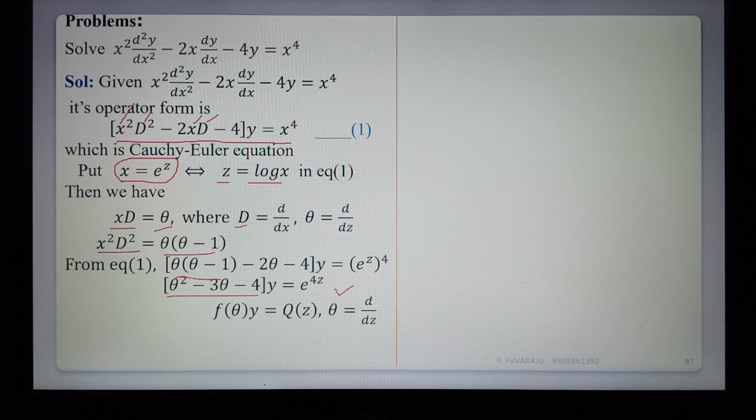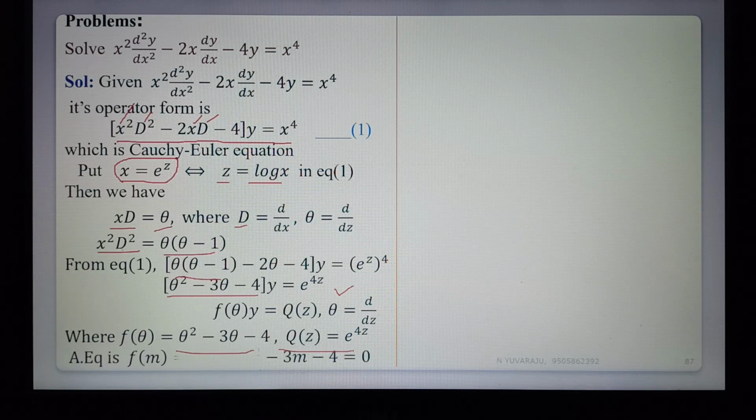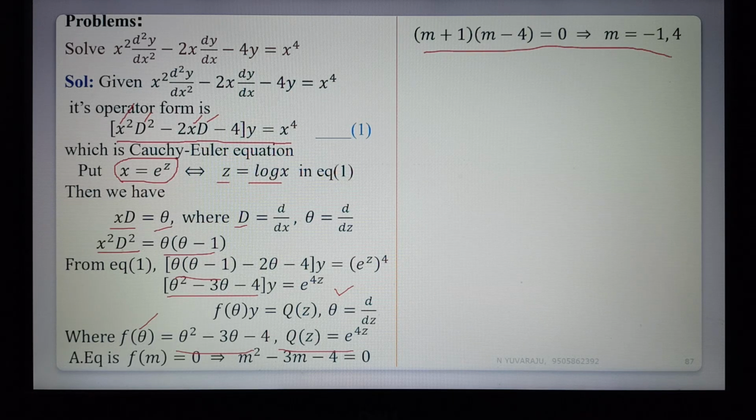Now this is non-homogeneous, and the solution is y in terms of z. So first finding the auxiliary equation, and then the complementary function. Here f of theta is as above and Q of z is equal to e power 4z. So the auxiliary equation is f of m is equal to 0, that is, replacing theta by m: m square minus 3m minus 4 is equal to 0. Taking the factorization, the roots are m is equal to minus 1 comma 4. So minus 1 comma 4 are real and distinct.